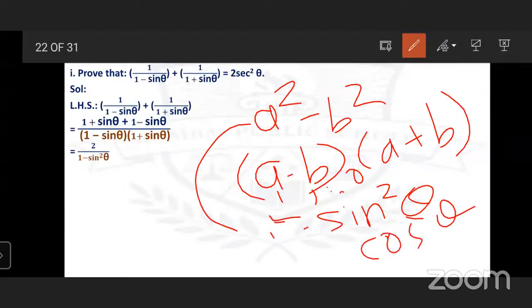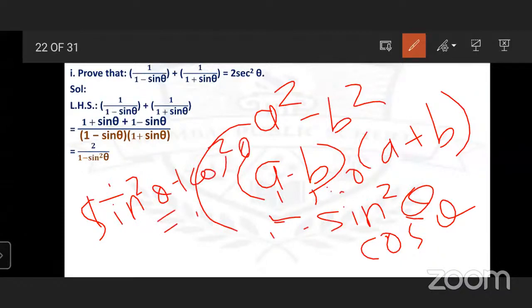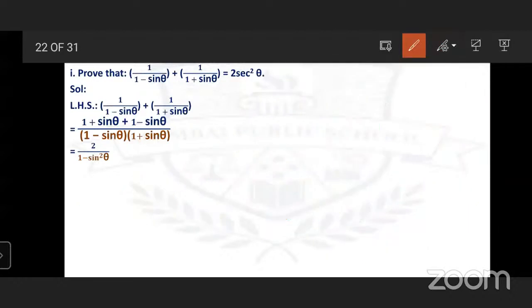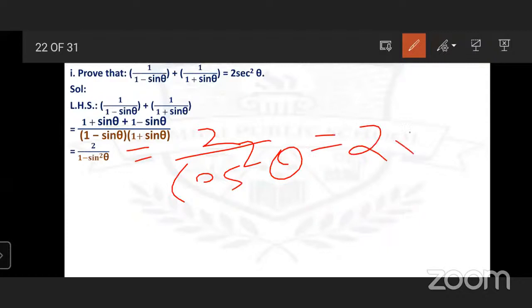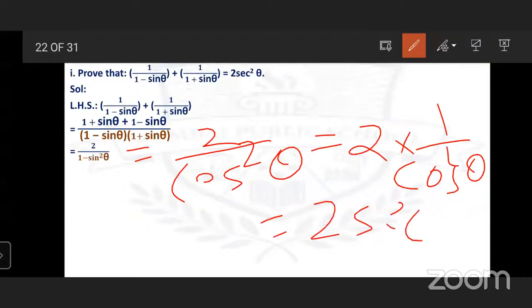Already we discussed, sorry, one second. Sin square theta plus cos square theta is equal to 1, right? So from this, 1 minus cos square theta is equal to sin square theta, or 1 minus sin square theta is equal to cos square theta. So here we write 2 upon cos square theta. Here 2 as it is, 1 upon cos square theta. 1 by cos is always equal to sec, and here is the square. So here we write sec square theta.